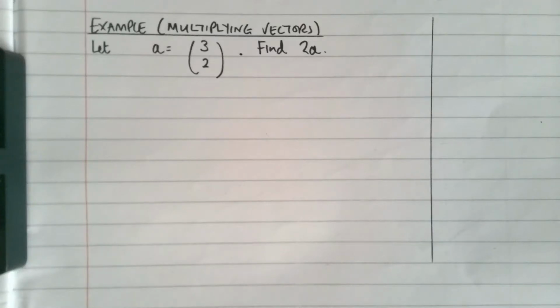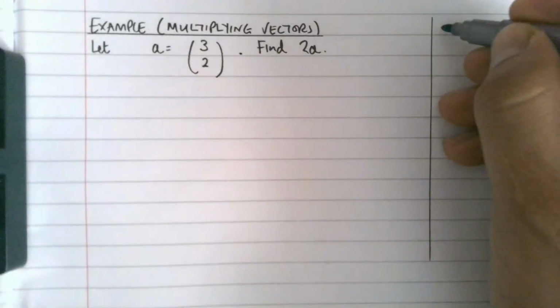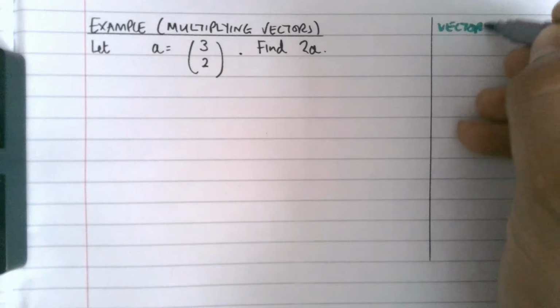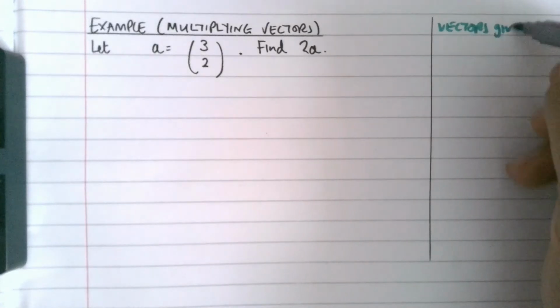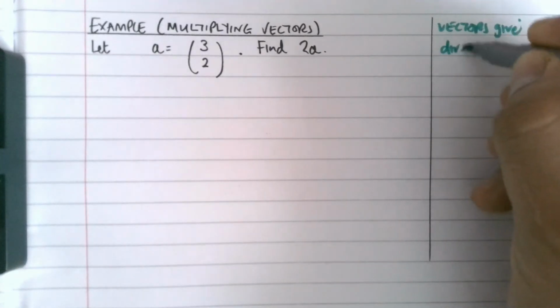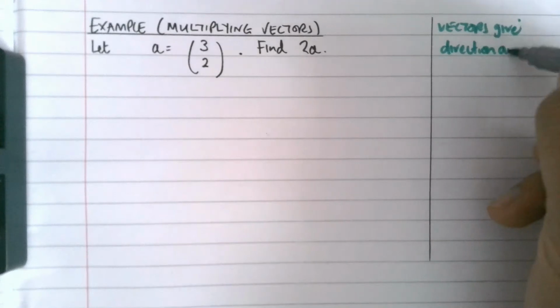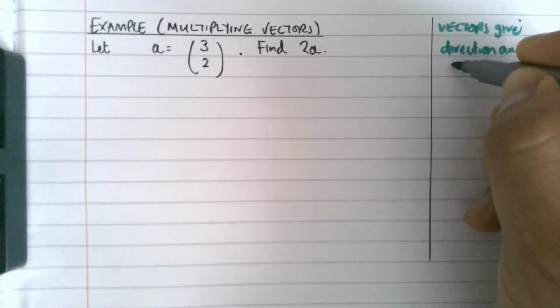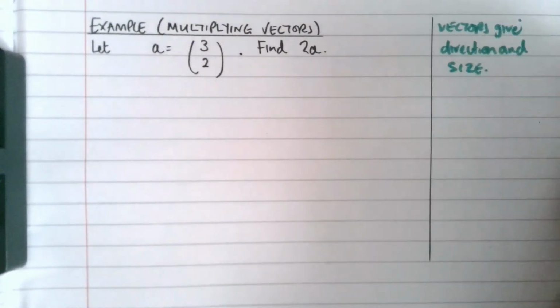Alright, we're going to look at vectors and multiplying vectors. A vector is basically a diagonal line, the majority of the time. The direction of the line is given by the numbers in those brackets. So vectors give direction and they give you size. The direction is the angle, and the size is the length of the line.